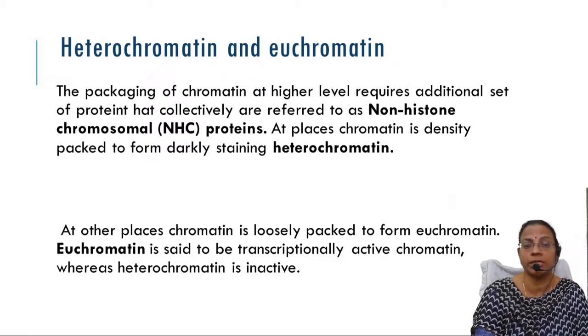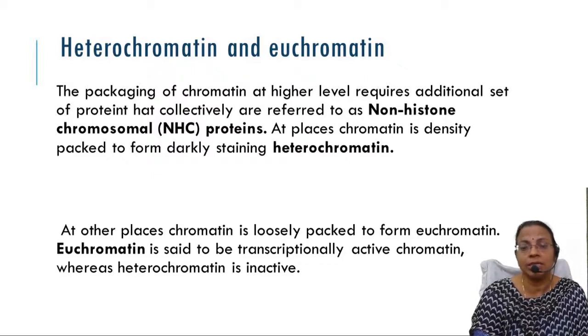Based on that staining, it is given two names, the first being heterochromatin. Hetero means differential, chromo means color. Why are certain regions tightly bound and why are some regions lightly stained? The darkly stained, densely packed region is called heterochromatin because the coiling is very firm and that particular region is inactive. It does not take part in transcription.